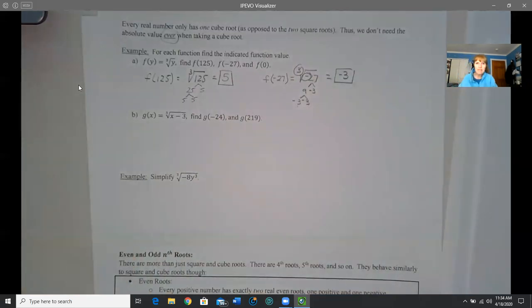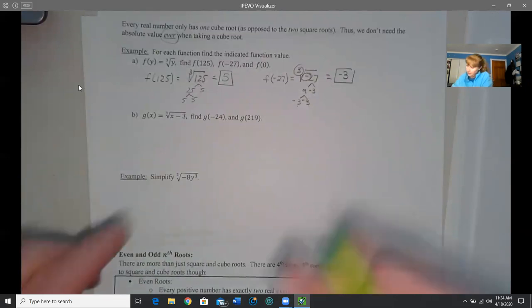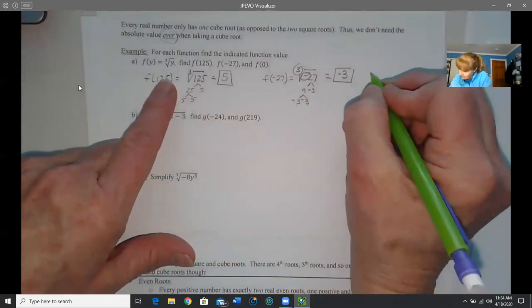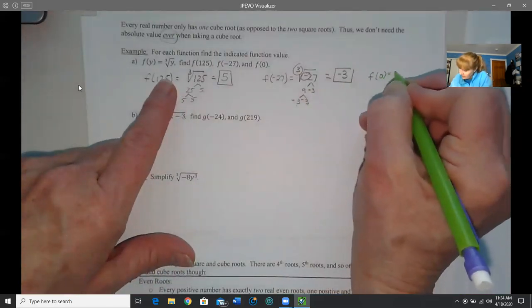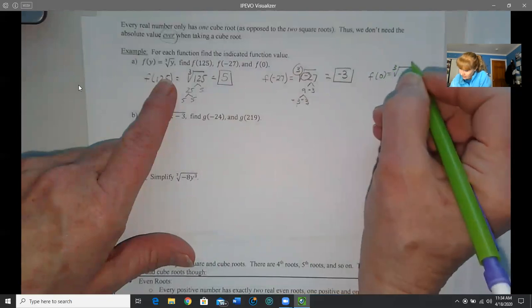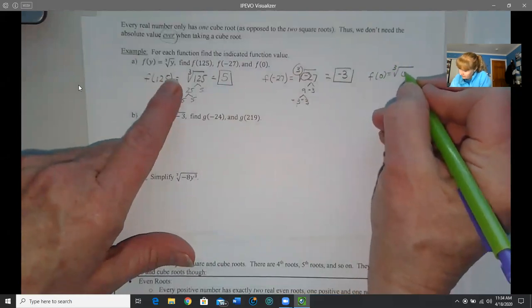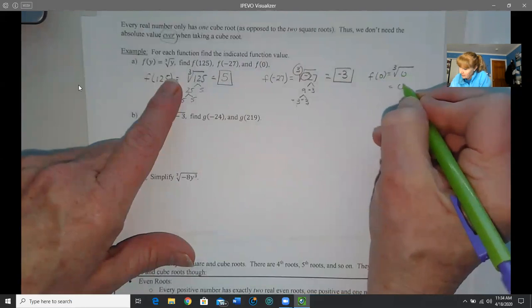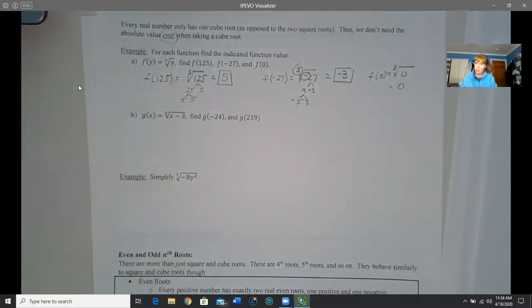All right, what about 0? Can we do the cube root of 0? We did the square root of 0. Can you do a cube root of 0? Well, let's put in f of 0 equals the cube root of 0. And the answer is 0. Yes, you can. You can have the cube root of 0. It's 0.